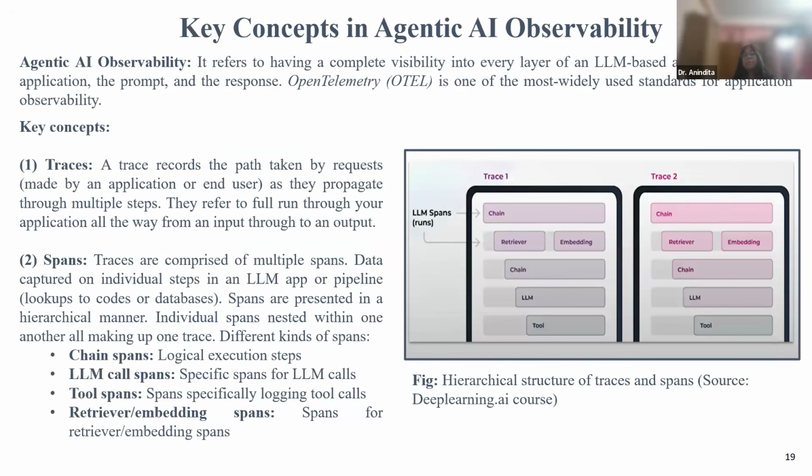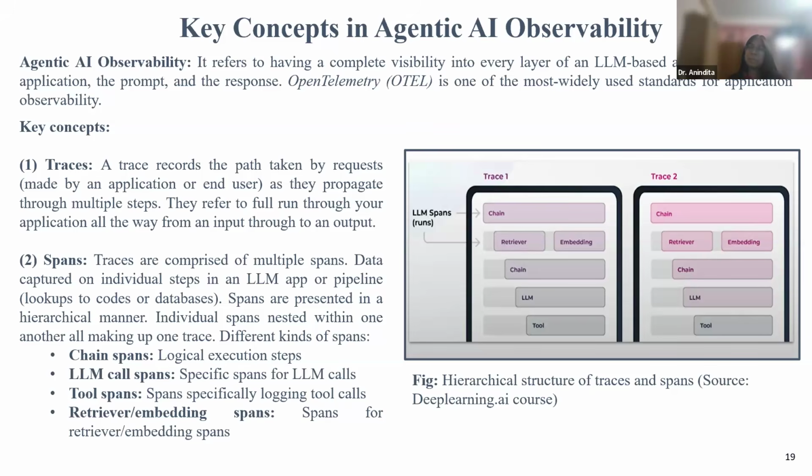So these are the key concepts in agentic AI observability, like how observability data is stored. It gives complete visibility into every layer of an LLM-based agentic system: the application, the prompt, the response. OpenTelemetry is one of the widely used standards for application observability. Key concepts are traces and spans. A trace records the path taken by a request as it propagates through multiple steps. It refers to the full run through your application, all the way from input to output.